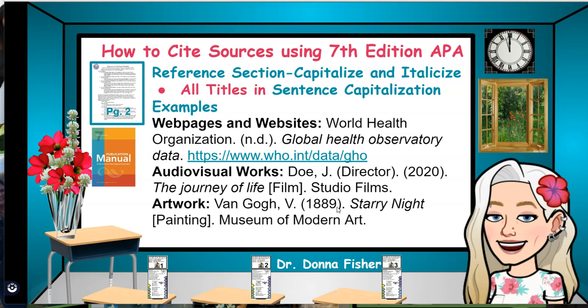And the last one, when you have an artwork, we know that Vincent van Gogh wrote Starry Night. So here we have Van Gogh is the full last name, comma. Vincent is abbreviated with his initial, V, period. And it was produced in 1889. So it's in parentheses here with a period. The title of it is Starry Night. Now in this case, because it's a proper noun, Starry Night is capitalized. And then painting in parentheses, period. And where did I get this source was from Museum of Modern Art.